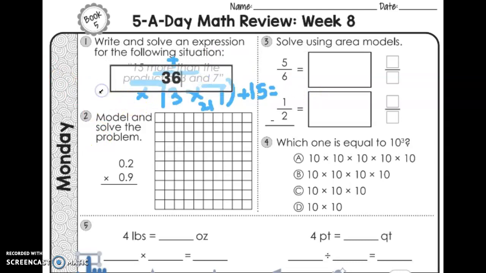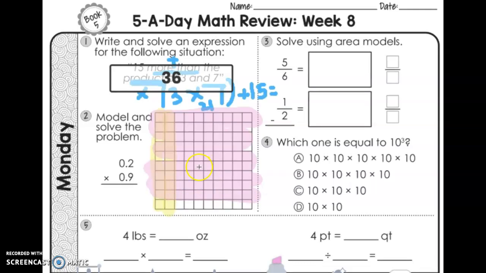Okay. Number 2 asks us to model and solve the problem 2/10 times 9/10. All right, so let's go ahead here. I'm going to color first 1/10 and then 2/10. I'll change my color. The other way, I'm going to be coloring in 9/10. 1, 2/10, 3/10, 4/10, 5/10, 6/10, 7/10, 8/10, 9/10.